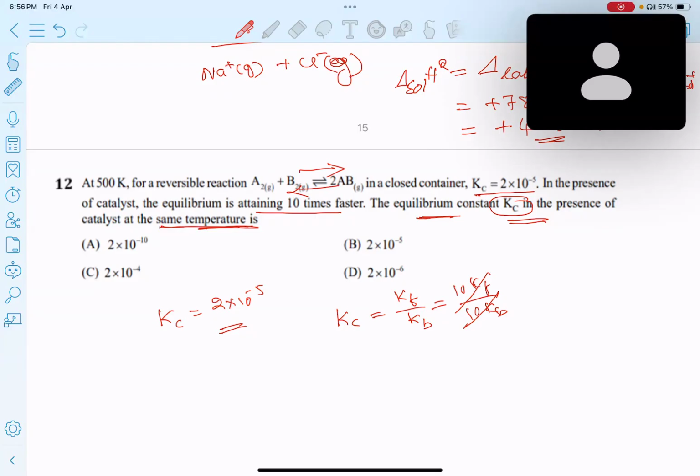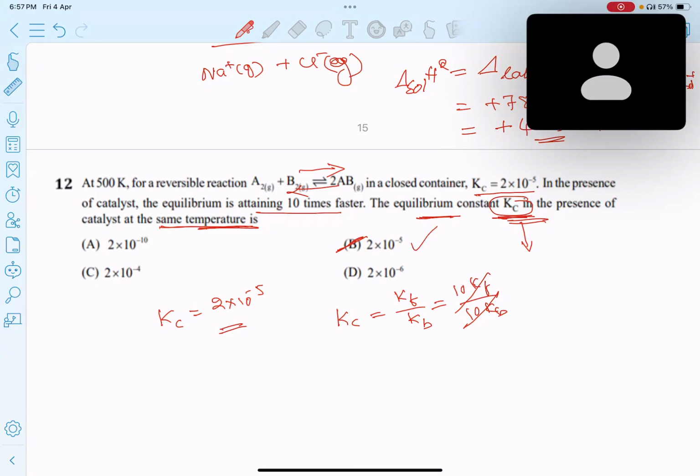So our correct answer is B, 2 into 10 to the power minus 5 only. Kc, the equilibrium constant, depends on temperature, not on the catalyst we used. A catalyst just increases the rate of reactions. When we use a catalyst, the rate of reaction increases, but the equilibrium constant remains the same. So the correct answer is option B, 2 into 10 to the power minus 5 only.